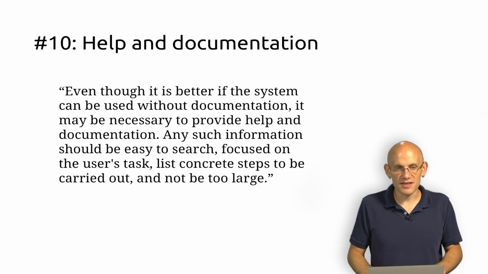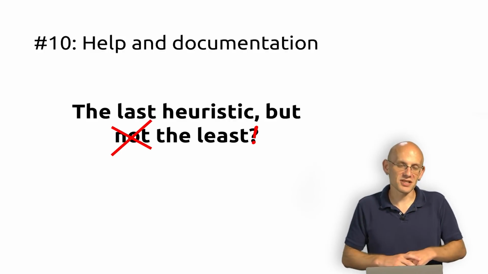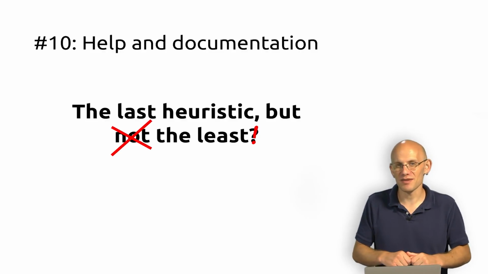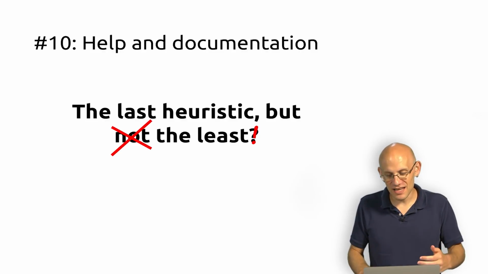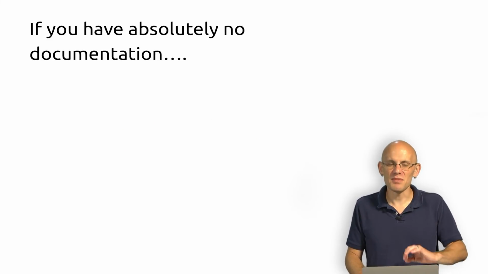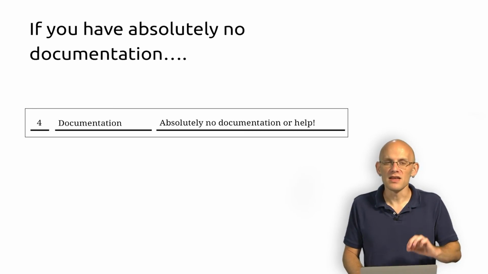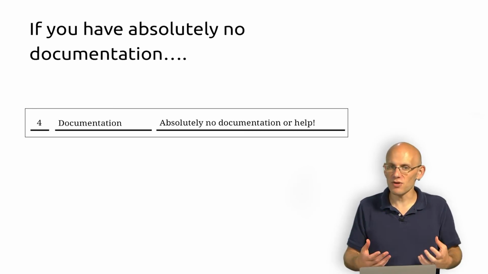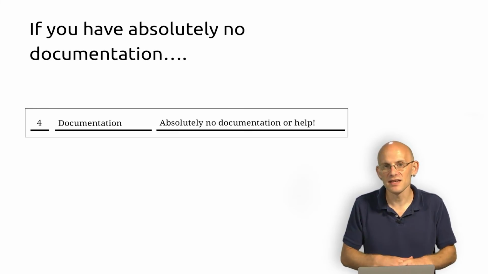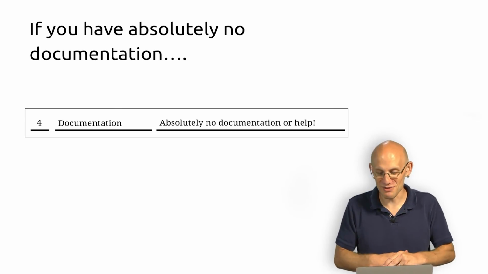So this is the last heuristic, but is it the least heuristic? Yes, it is, right? So the key thing actually in that heuristic, I think, is that your system should be able to be used without help and documentation. Now, that said, if you have absolutely no documentation, 0, and it's a major system, I would actually say that's a violation of this heuristic and a pretty serious one. There are times when users, for whatever reason, can't figure something out, and we all know to turn to documentation. In that case, if it's not there, that's a pretty serious issue. You'll get a lot of complaints, you could imagine, right?